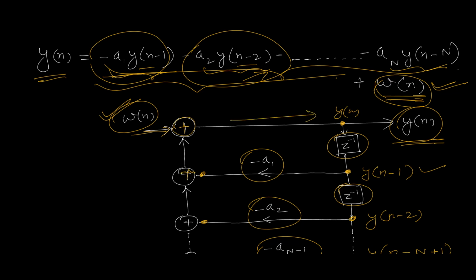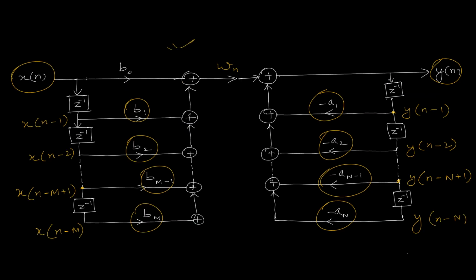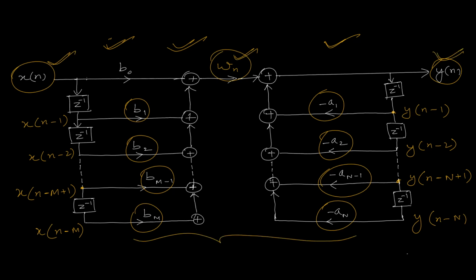Now we have drawn the structures for the input and output sections both, but our job is not done yet. Now we have to combine these two. This way we can combine these two sections. This was my x of n or delayed version of x of n at this side, and y of n and delayed versions of y of n on this side. w of n was the intermediate output of x of n, and this will act as input to y of n. So ultimately this is my direct form 1 structure, and this is how you can realize a system using direct form 1.